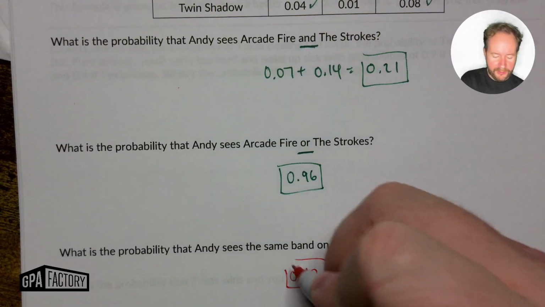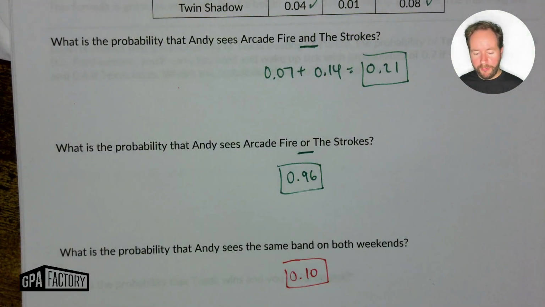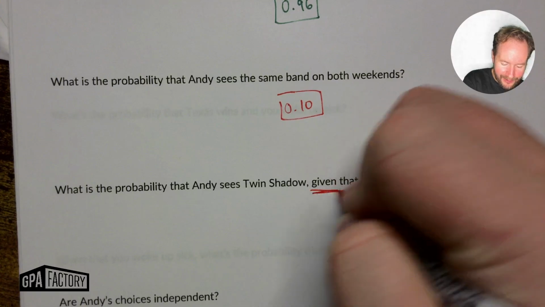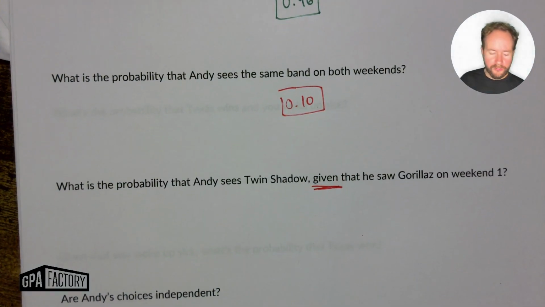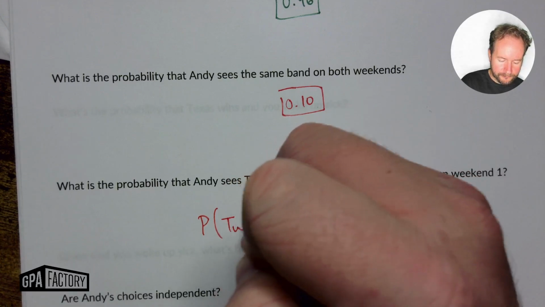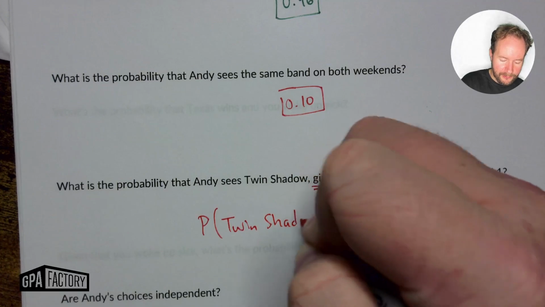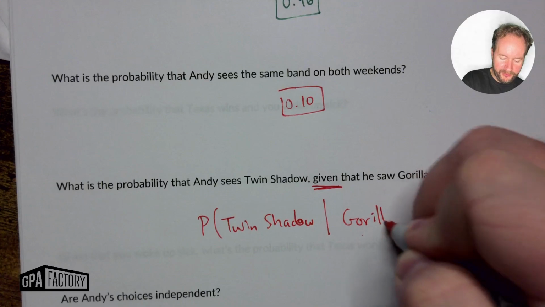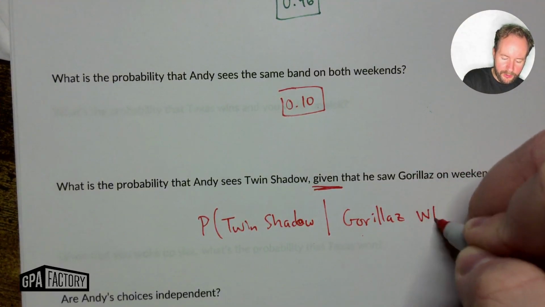Hopefully we're not beating a dead horse here, because again, I know that we're doing a lot of probability tables. There's one more question I want to get to, at least one more, where I'm doing a conditional probability. So this says, what's the probability that Andy sees Twin Shadow, given that he saw Gorillaz on weekend 1? So we're going to say probability of Twin Shadow, given Gorillaz, and make sure that we say Gorillaz on weekend 1.